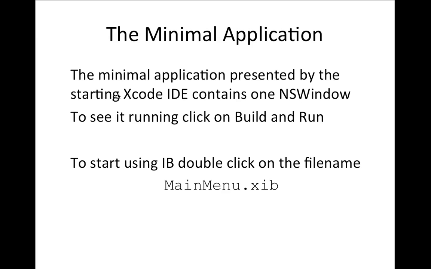It presents a starting code, contains an NSWindow, but the NSWindow is actually for the Cocoa interface instead of the iPhone. So slightly different, but very similar. To see it running, you click on build and you click on run. You start using the IB, double click on the file, the XIB. So we still have the same XIB file. We still have the same kind of layout in terms of the development.